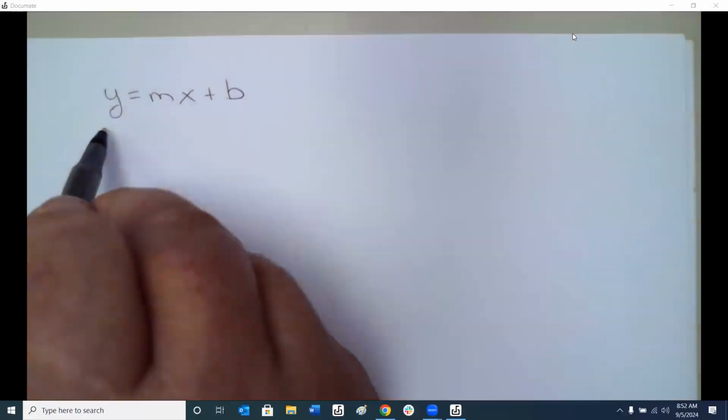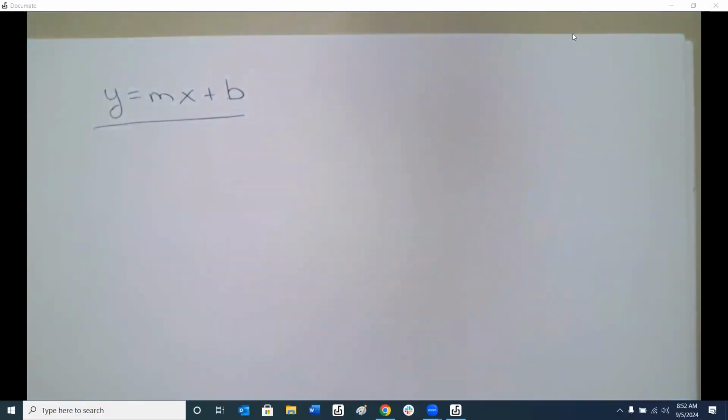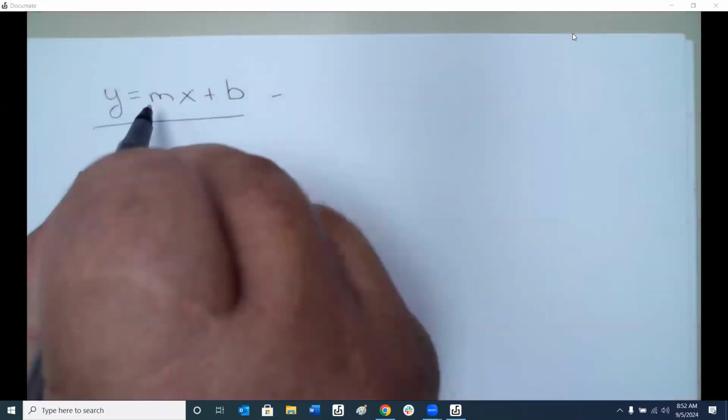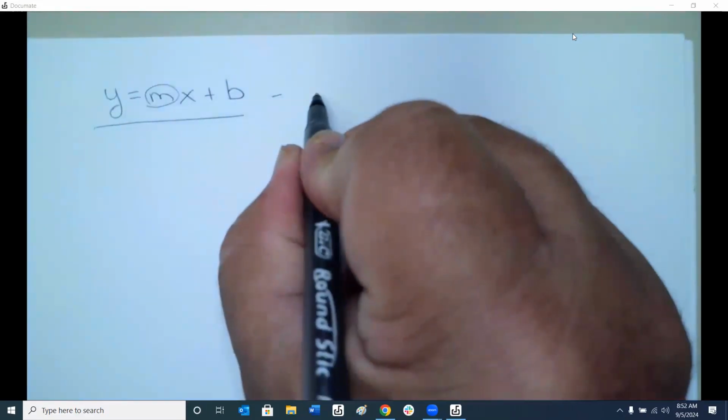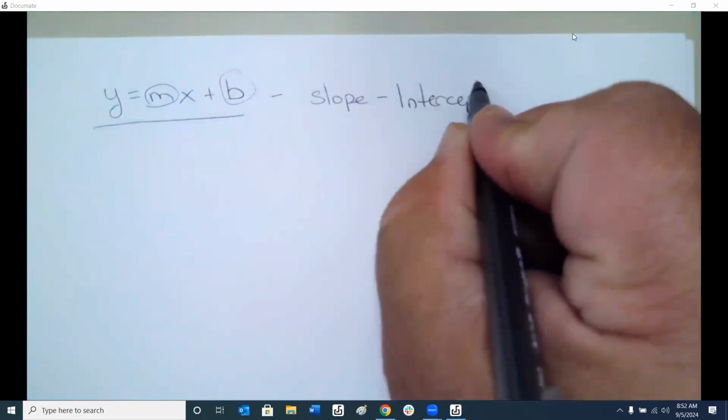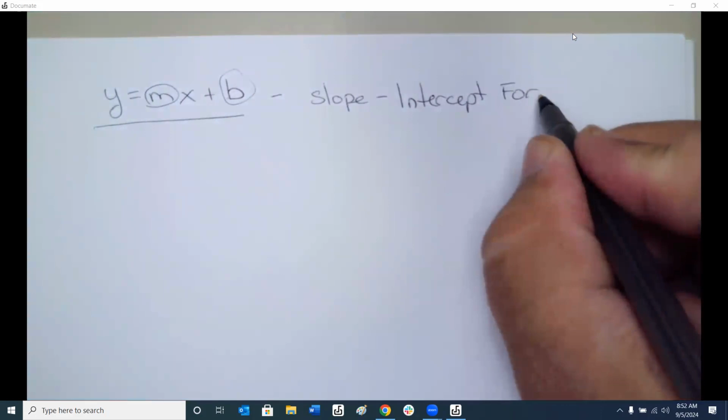Y equals mx plus b. That's whenever people talk about slope or the equation of a line, that's what they think about. What's the name of it? What is it? You're getting there, yes. Again, mathematicians aren't too ingenious. What does M represent? What does B represent? So it's the slope intercept formula.